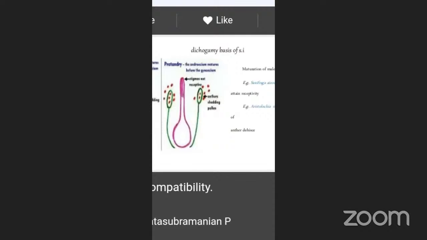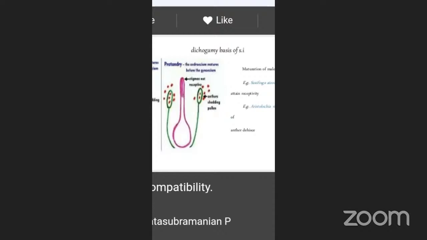The next one is protogamy. Protogamy is when the stigma loses its receptivity by the time of anther dehiscence. So here the stigma matures earlier than the anther. This is protogamy.